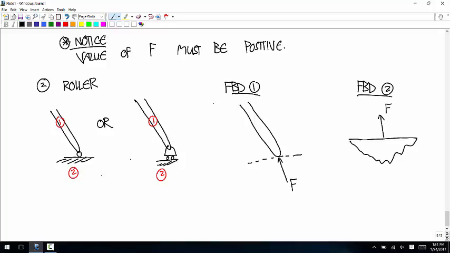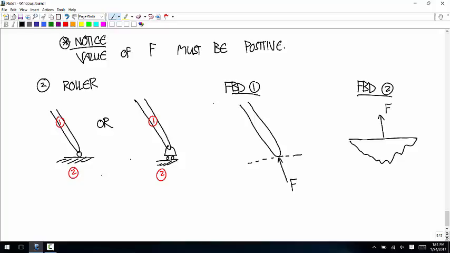No, we won't do that. You could, but there aren't really any cases where you're ever asked for that. I mean, you could definitely imagine cases where you would want to know what's going on inside the roller, but none of the problems you're going to see in this class ask for that. So you can just treat it exactly the same as a frictionless contact.